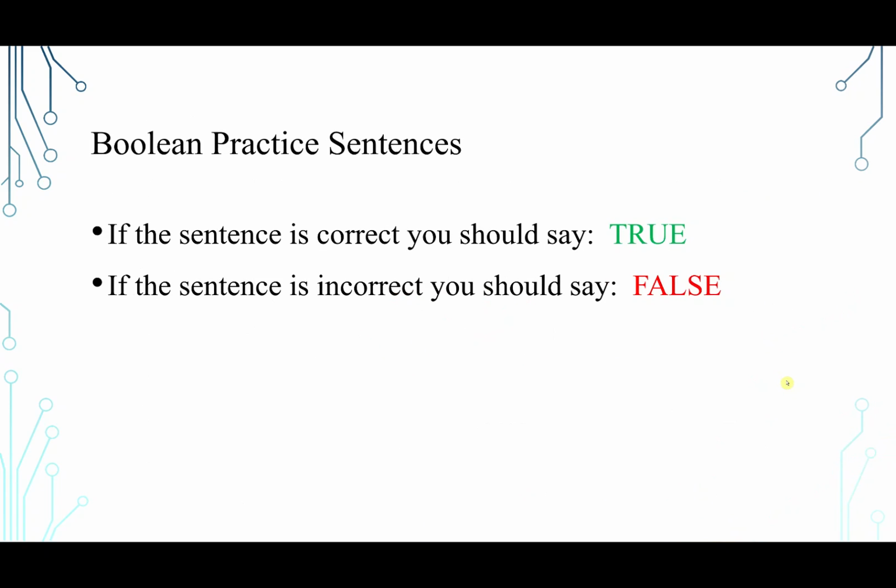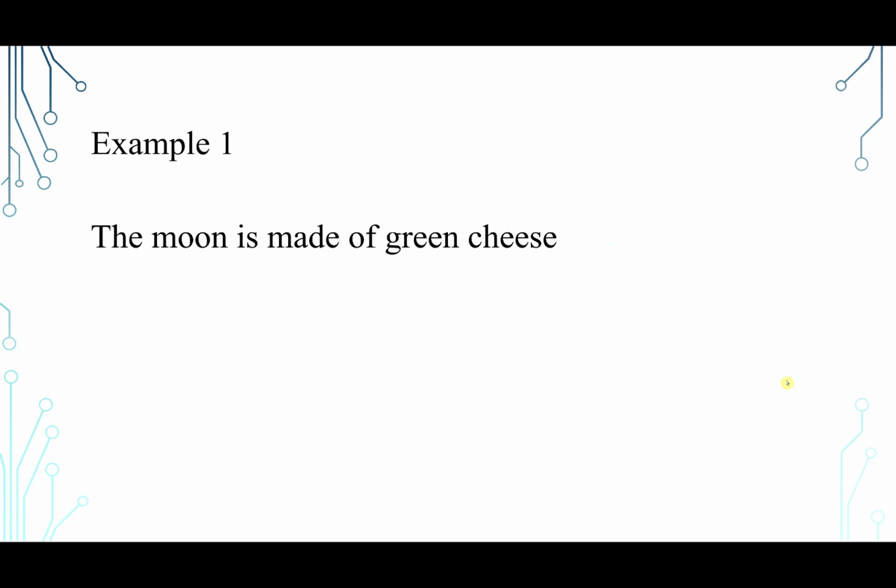So, Boolean practice sentences. Let's practice them. If the sentence is correct, you should say true. If the sentence is incorrect, you should say false. Whenever you have an example slide like this, you pause the video, think about it, and see my answer, but I will go on with the video. You can pause and play the video whenever you have an example.